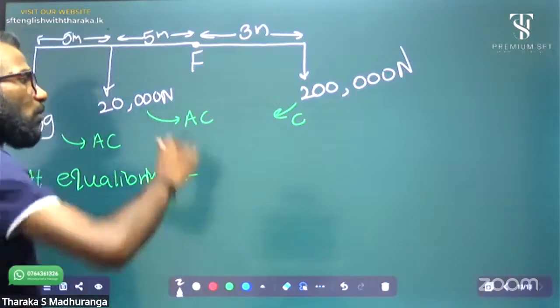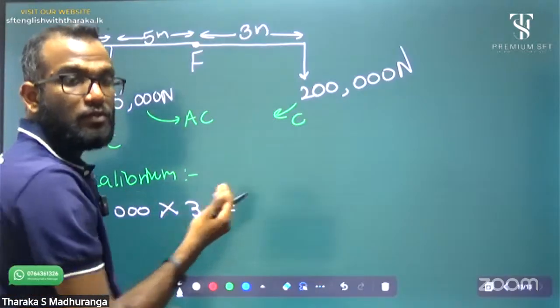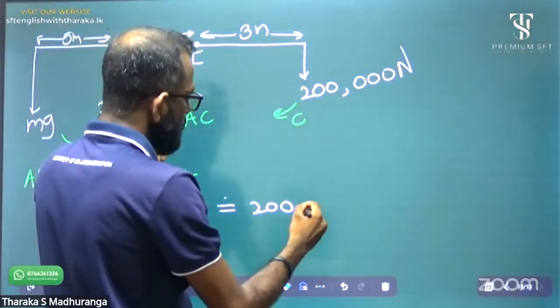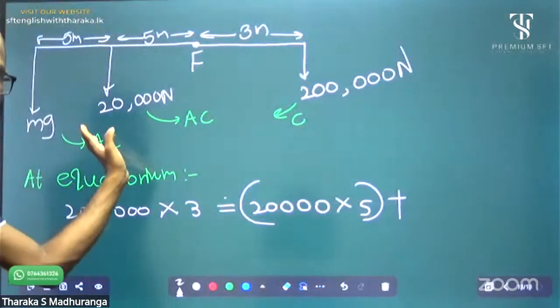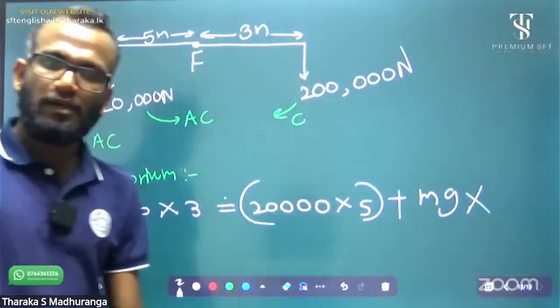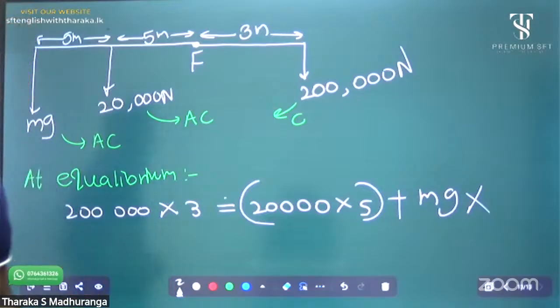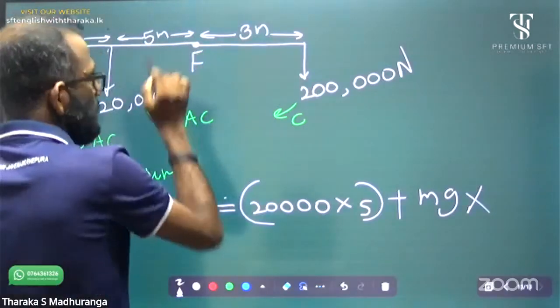At equilibrium, the clockwise moment of forces, 200,000 into 3, equals the sum of anti-clockwise moments: 20,000 into 5 plus mg into, what's the distance, Kabir? Normally, moment of force equals F into D, force into perpendicular distance to the fixed point. Yes, it is 10, not 5, because the distance from this point to the rotating point is 10.